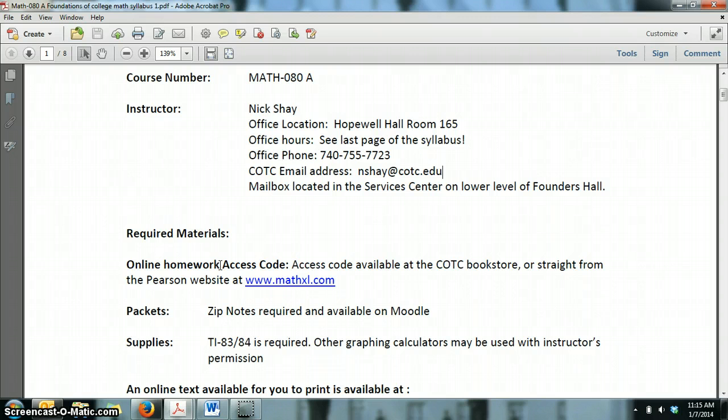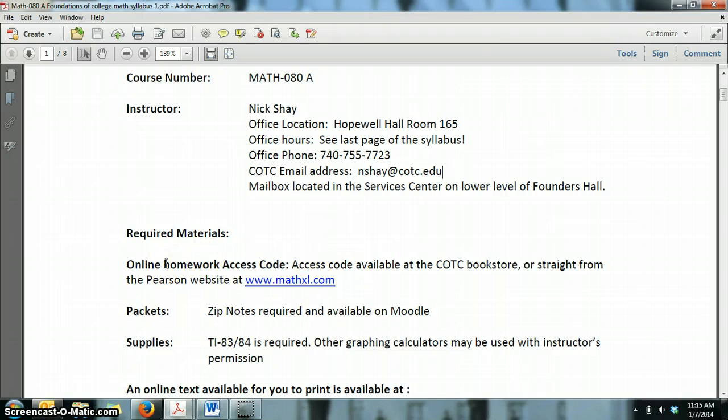You don't want MyMathLab. You want a MathXL code. I think it's $60, $65 at the bookstore, and it's $55 straight from the website. So however you do that, I'll go a little bit more into how to register for MathXL when we're in class. It'll just make it a little bit easier, but you do need the online homework code.